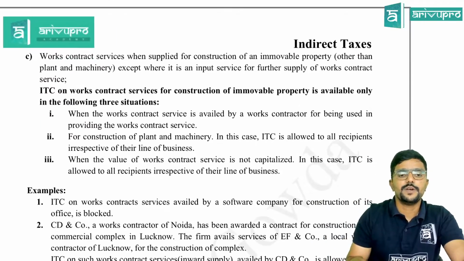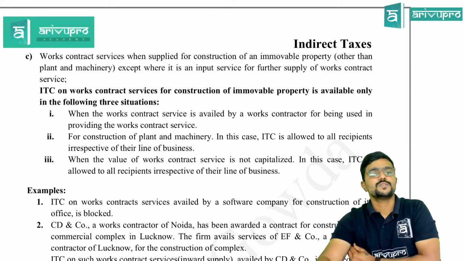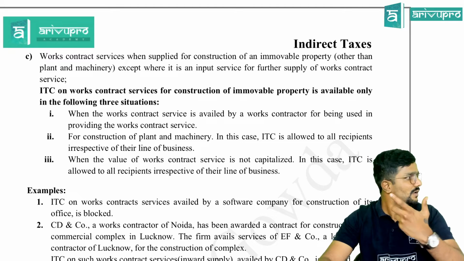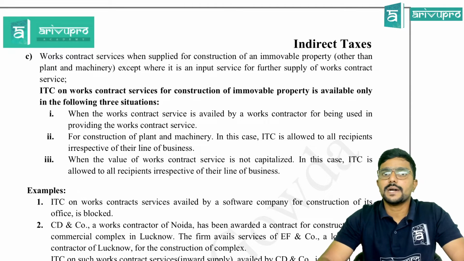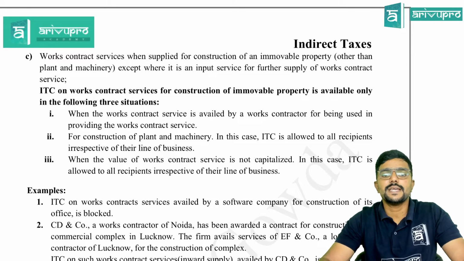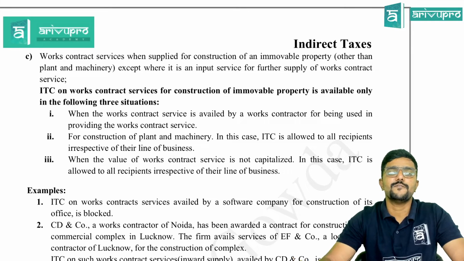Okay, we are going to the next point, guys. C. So C for works contract services. Works contract services, when supplied for construction of an immobile property other than plant and machinery, except where it is an input service for further supply of works contract services.